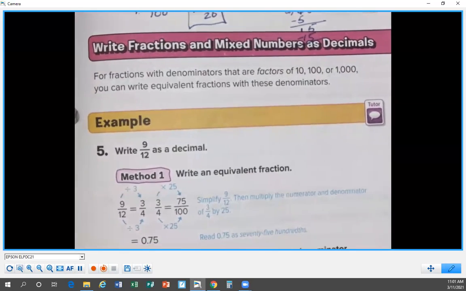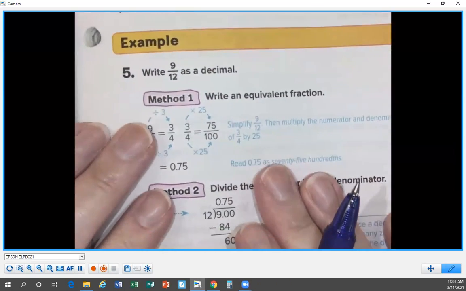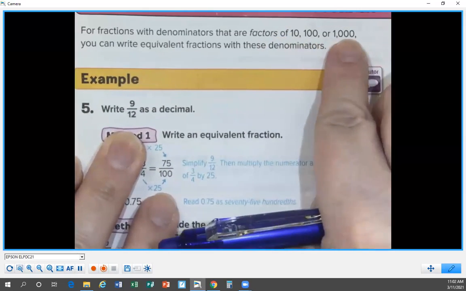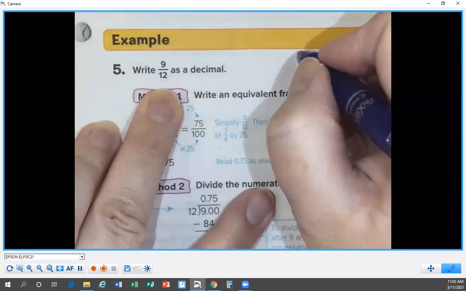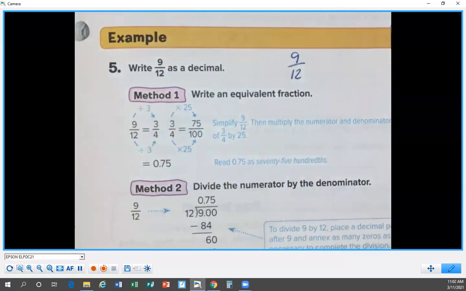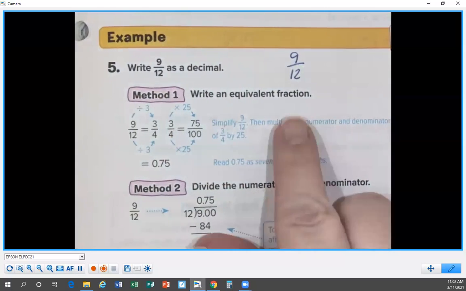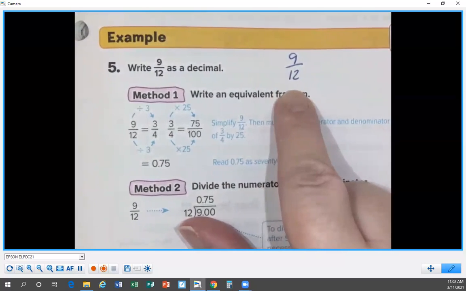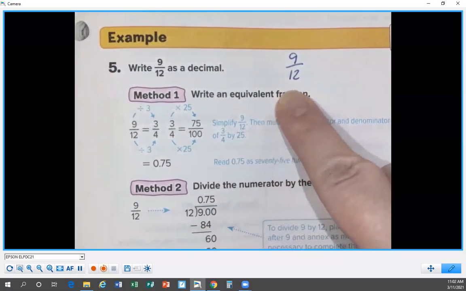So when I have 9/12ths, 12 is not a factor of 10, so that's not going to work out really easily for us. What we want to do is see, can we scale it up or down to make it into a multiple of 10? I can't easily scale it up. If I multiply it by 10, I'm going to get 120. That's not a 10 or a 100 or a 1,000.